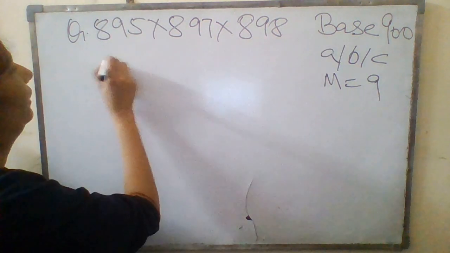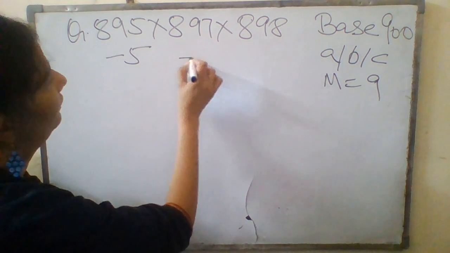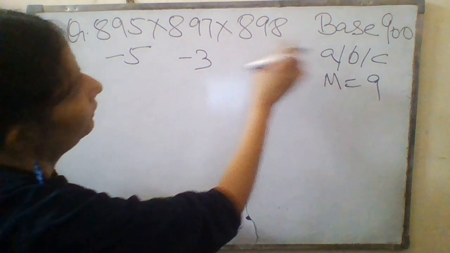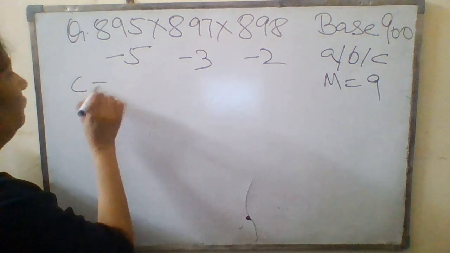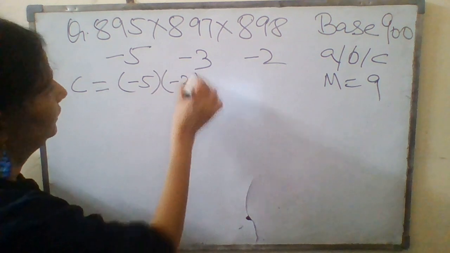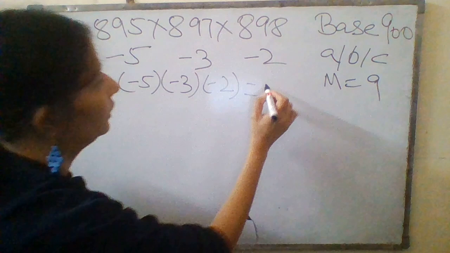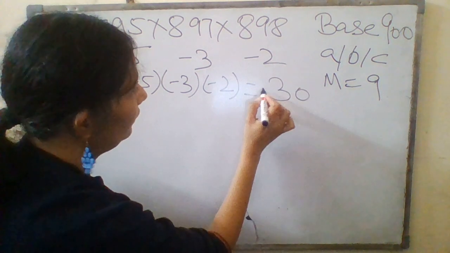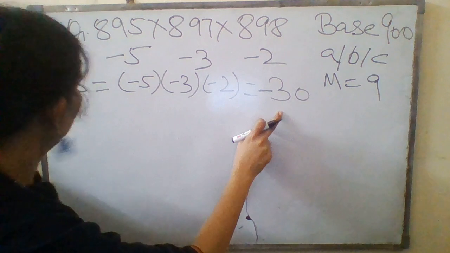Find out the differences. 895 minus 900 will be -5. Then 897 minus 900 will be -3. 898 minus 900 will be -2. C will be, you multiply all these differences, -5 into -3 into -2. So here 5 threes are 15, 15 twos are 30. Then here you will get 30, but that will be negative. Okay, you will get here -30.